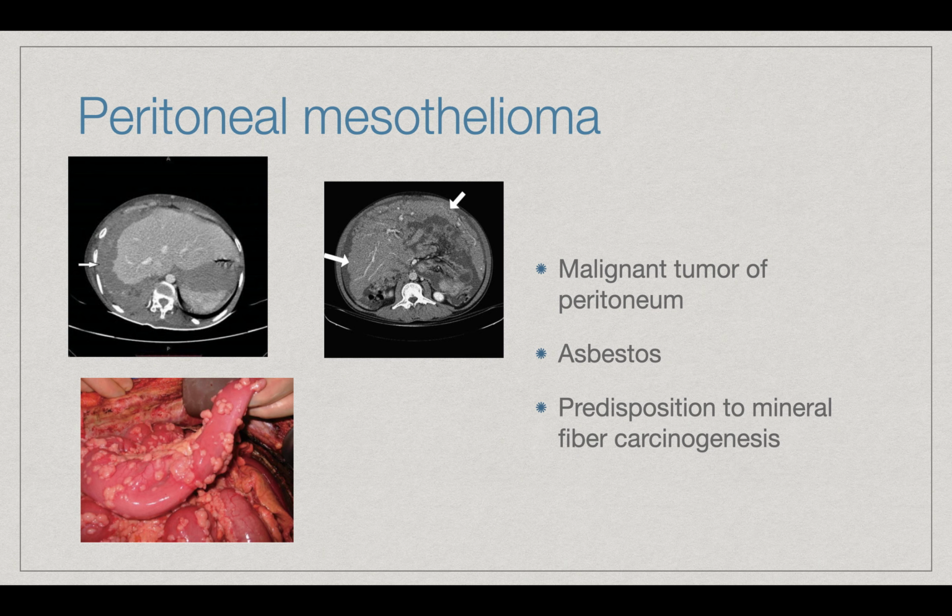So mesothelioma is not just something that affects the lungs, it can affect the peritoneal cavity as well. And it's caused by asbestos, of course, and it forms all of these bumps. This is not normal. This should be smooth.